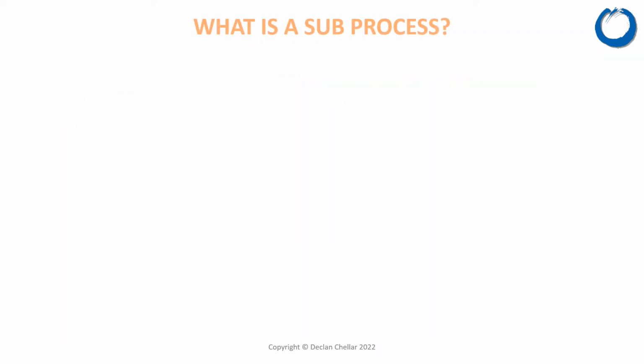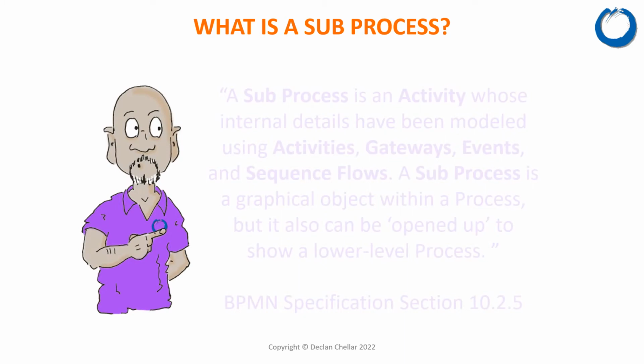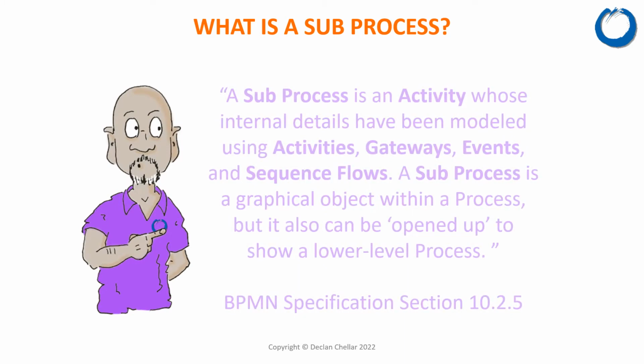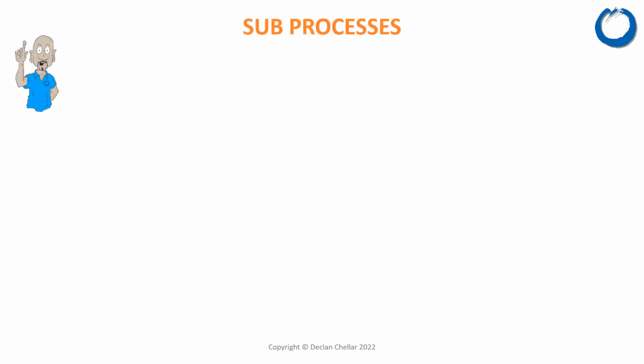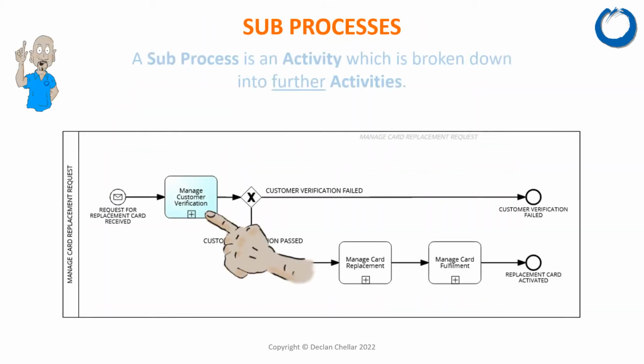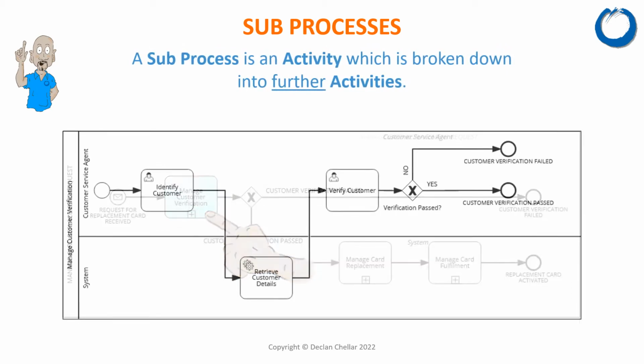What is a subprocess? A subprocess is an activity whose internal details have been modeled using activities, gateways, events, and sequence flows. A subprocess is a graphical object within a process, but it can also be opened up to show a lower level process. A subprocess is an activity which is broken down into further activities.